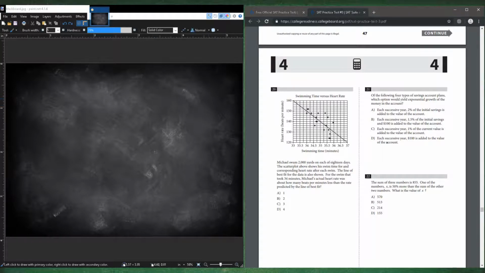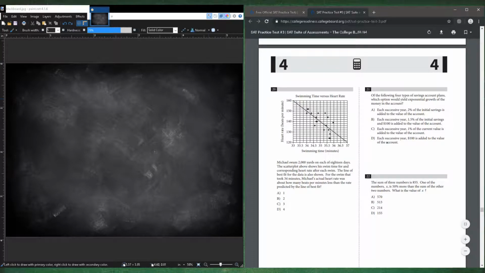So this is going to be linear because it says initial. If it just said 2% of the savings, because it adds per successive year, then that would be the answer. But A is linear, so that's not right. Each year, 1.5% of the initial savings account and $100 is added to the value of the account. This is also linear. They just add 100 more each year.